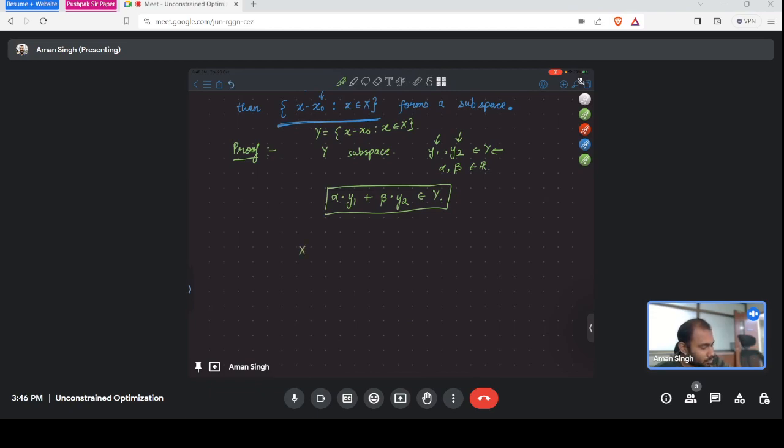So basically, if you assume y1 and y2, you'll get y1 plus x naught and y2 plus x naught, and now you try to find what this linear combination is, and you will find that this somehow comes to a point where you can prove it to be a subspace. So basically this is the structure of the proof.